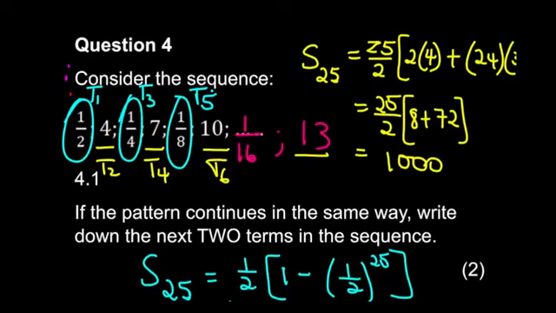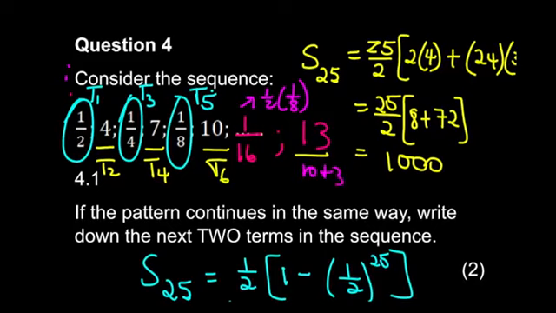So a quarter is half of a half, and an eighth is a half of a quarter. So the next term must be a half of an eighth. So the 1/16th is half of an eighth. And the yellow terms, 4, 7, 10, we can see that we're adding 3 to get 7, we're adding 3 to get 10, so we must add 3 to get 13. So it's 10 plus 3.